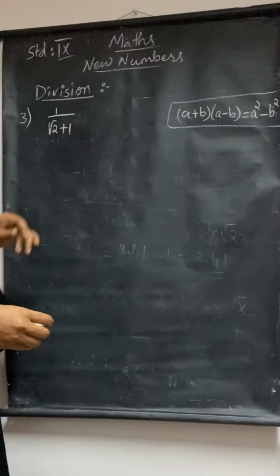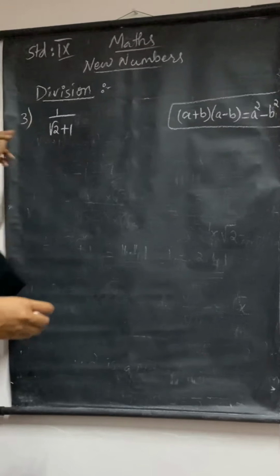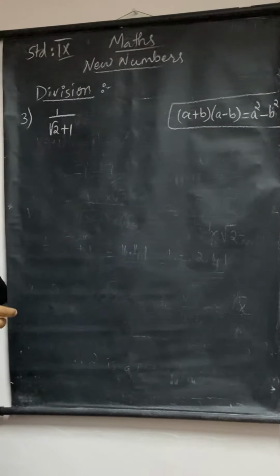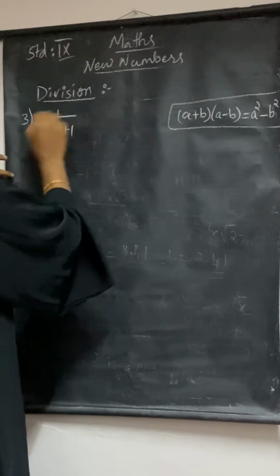Next we'll move on to the third problem. Same way, you have to find 1 by root 2 plus 1 correct to 2 decimal places. Same way they told. So we are going to simplify this one.